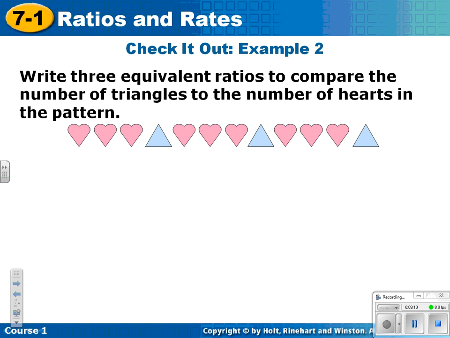Cesar. It says write 3 equivalent ratios to compare the number of triangles to the number of hearts in the pattern. How many triangles do you count? Okay, how many hearts do you count? 9. So it's 3 to 9. Give me an equivalent ratio, Cesar.